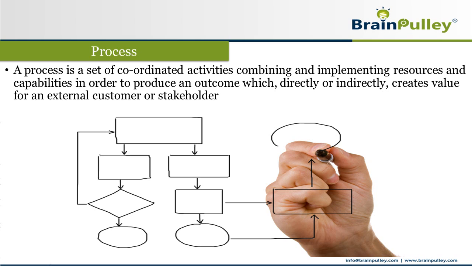A process is a set of coordinated activities, combining and implementing resources and capabilities in order to produce an outcome, which directly or indirectly creates value for an external customer or stakeholders. Processes define actions, dependencies, and sequence. Well-defined processes can improve productivity within and across organizations and functions.